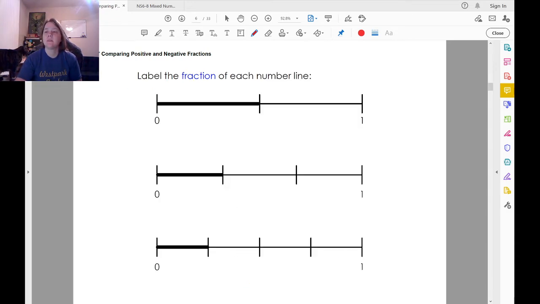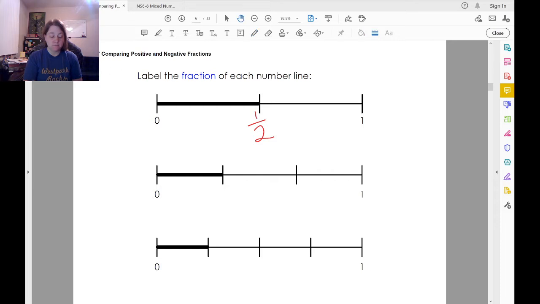Interesting. Let's look at this fraction line. We're going to label this fraction line the same way that we labeled before. There are 2 pieces here and 1 pencil that the cat doesn't have anymore. There are 2 pieces of this number line here. 1 of them is shaded, so that's 1 out of 2.